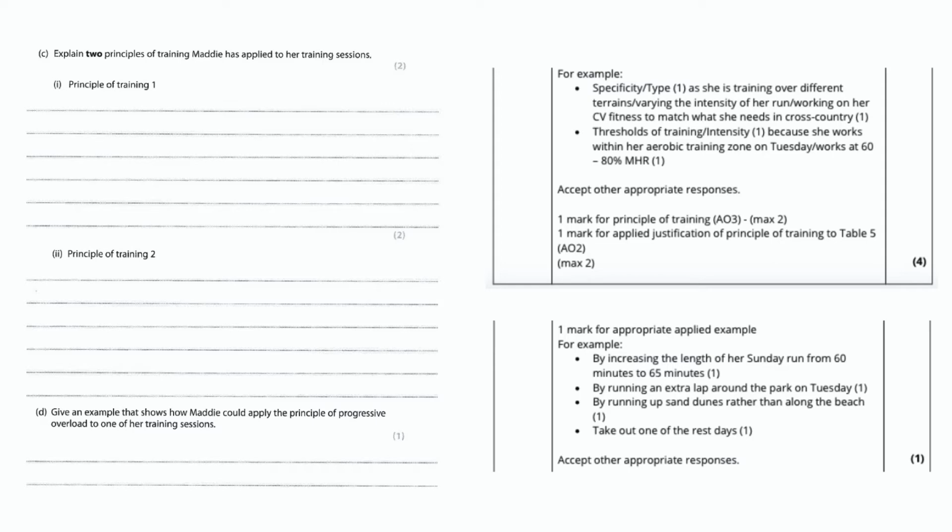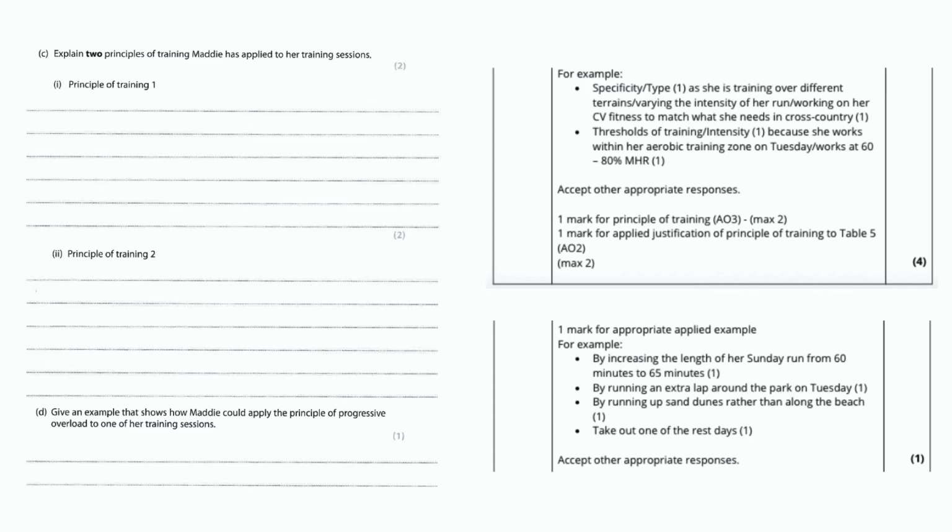For the second principle, I would be going with specificity. She's clearly made the sessions specific to her as a cross-country runner, because we can see they're all aerobic based sessions. One of them's even working, it shows, in her aerobic training threshold at 60 to 80% of her maximum heart rate. So if you said specificity, great, and then if you just explain it, she's clearly made her training sessions specific to cross-country by doing a lot of cardiovascular work, then that's going to be your second mark.